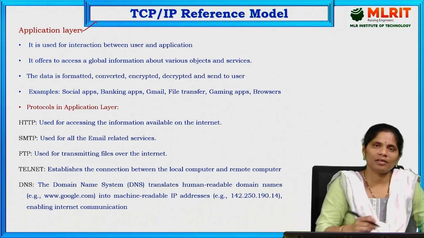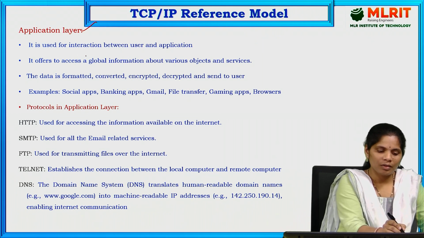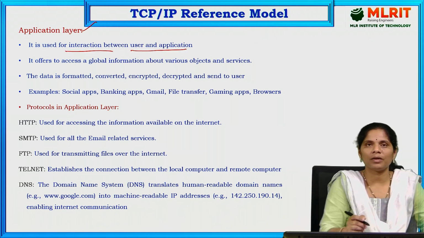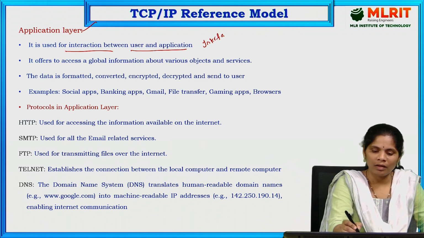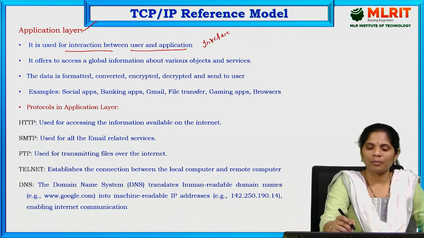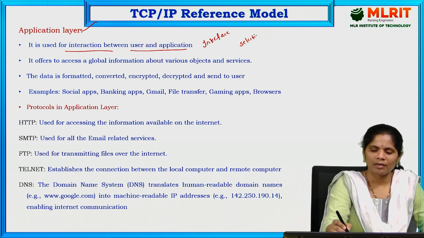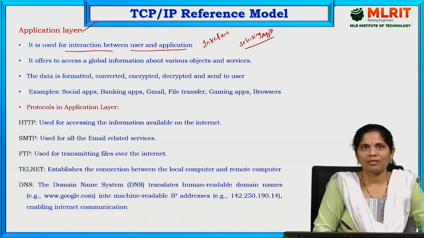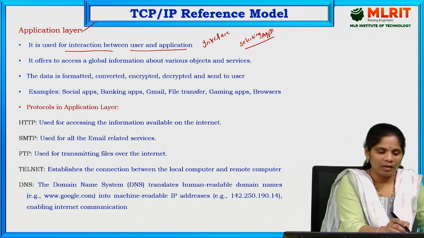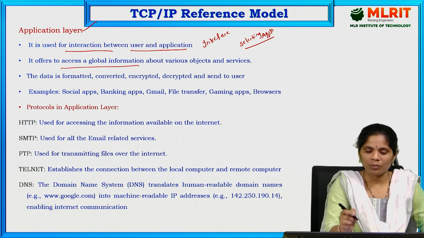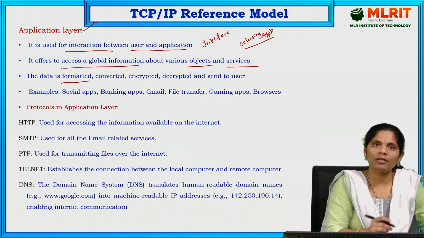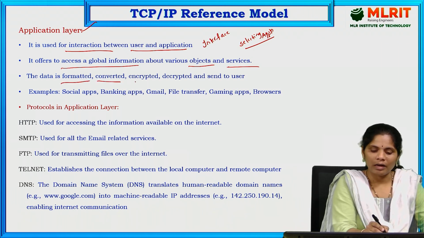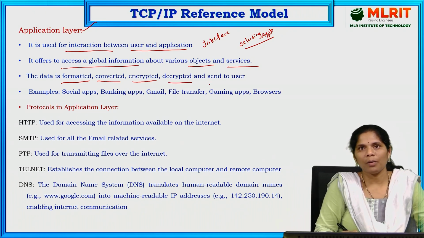First is the application layer. The application layer's main work is the interaction between the user and the application. So it provides the interface between the user and the application. The main aim is selecting the particular application, through which application you want to send the data. And next, it accesses global information, providing objects and services. At the same time, the data is formatted, converted, encrypted, and decrypted, which is the presentation layer's work, and all of it comes under the application layer only.